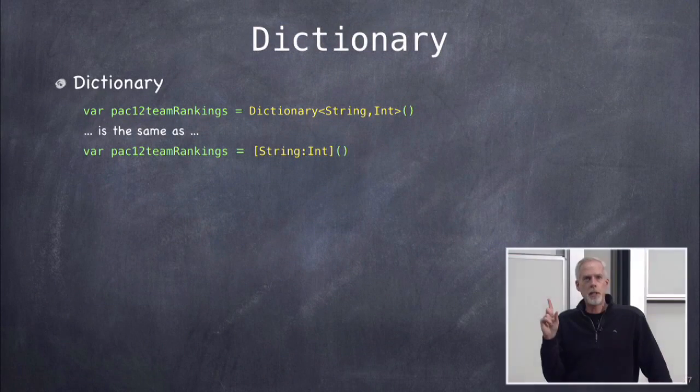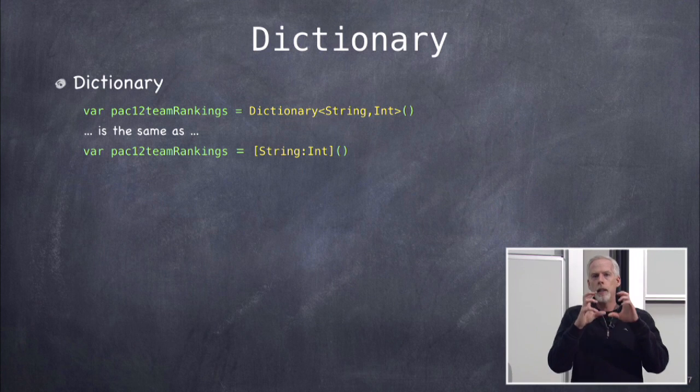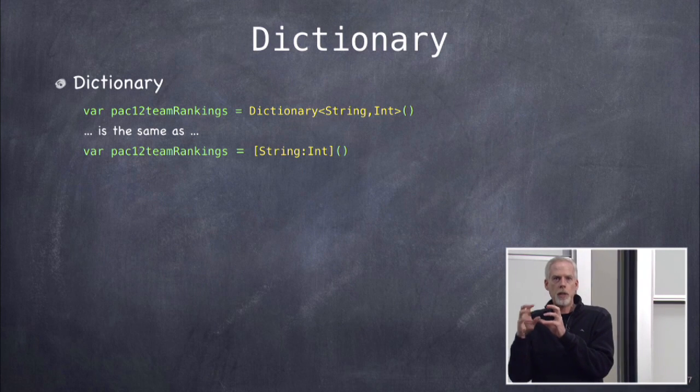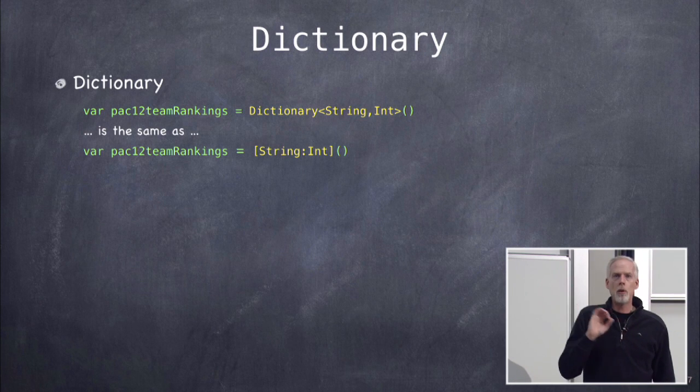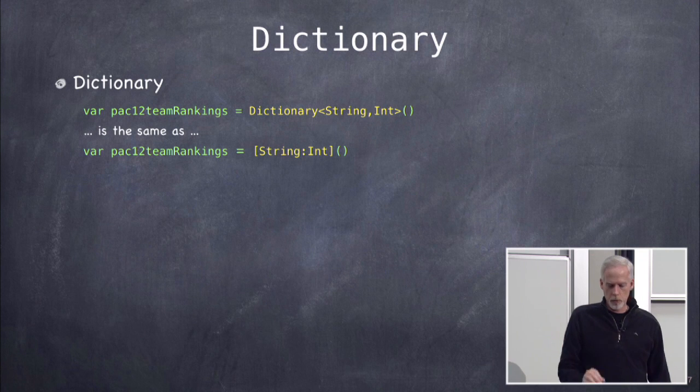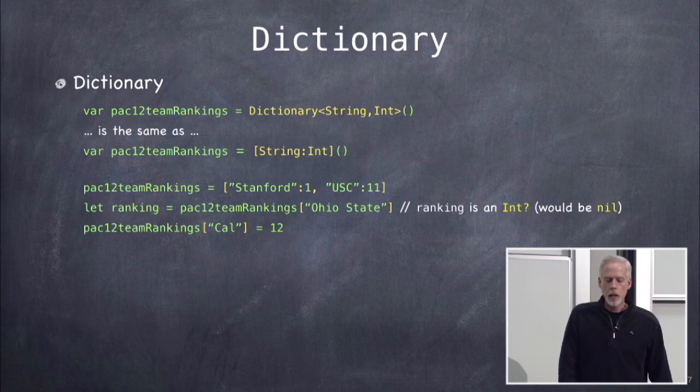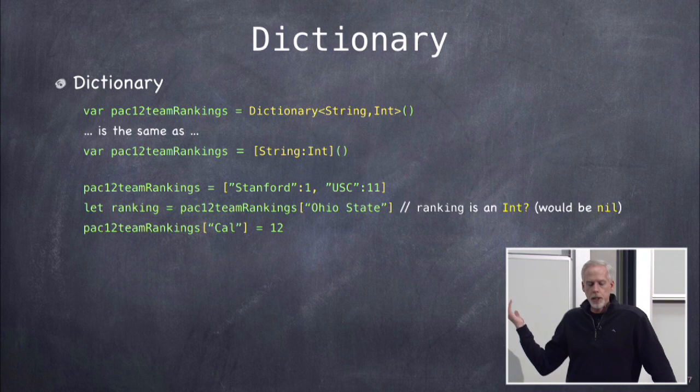Okay, dictionary. So you learned a lot about dictionary in our first lecture. Dictionary also has this special declaration syntax, which is open square bracket, key type, colon, value type, close square bracket. Okay? So those two things in yellow are equivalent. And the one on the bottom seems to be the preferred one these days. Okay? So you know you can create a dictionary.